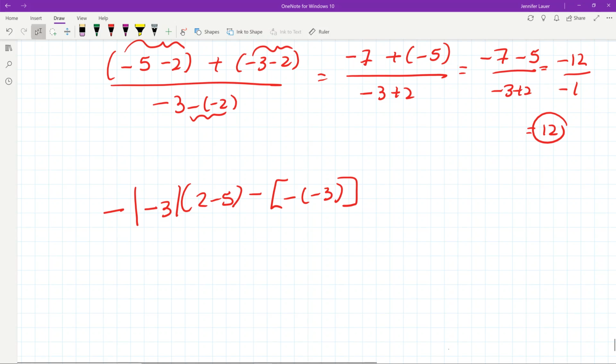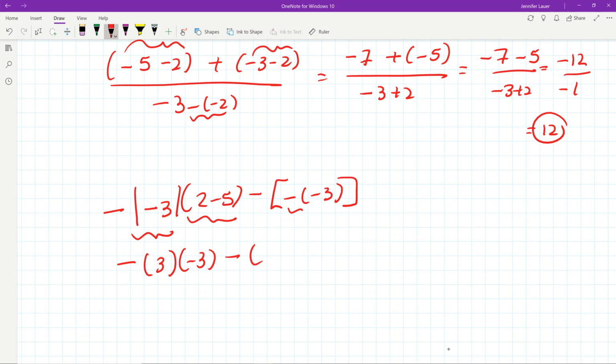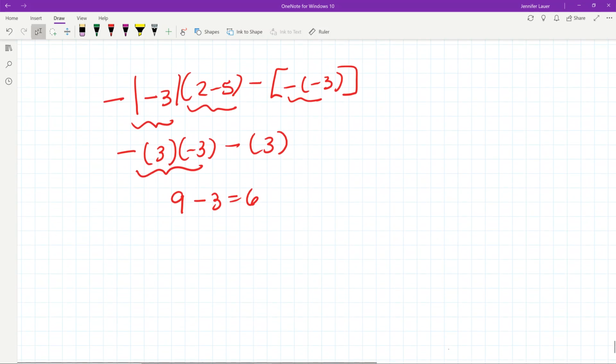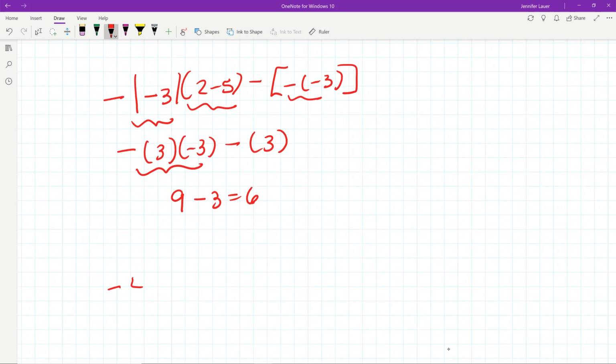Okay, so remember what absolute value tells us. It just means that 3 comes out positive. 2 minus 5 is negative 3. And again, you can treat that absolute value like it's a parentheses and do it first. This is 3. So now we're going to multiply negative 3 times negative 3, which is a positive 9. Minus 3 is 6. And let's do one more of those, and then I will let you guys off of here.